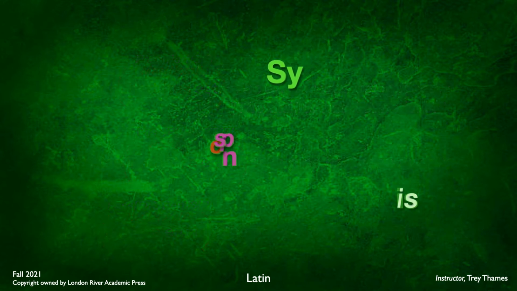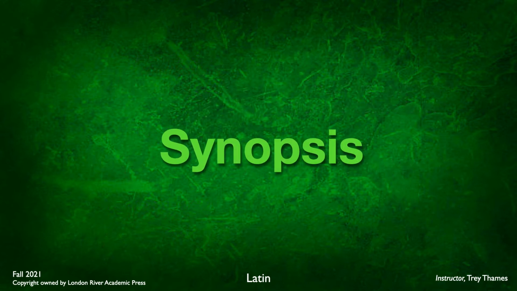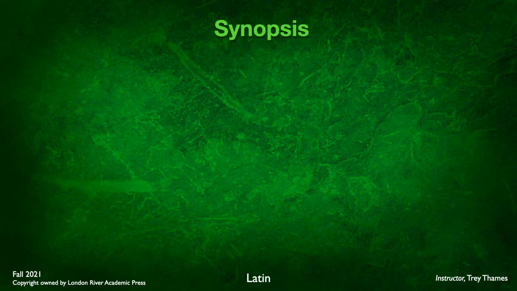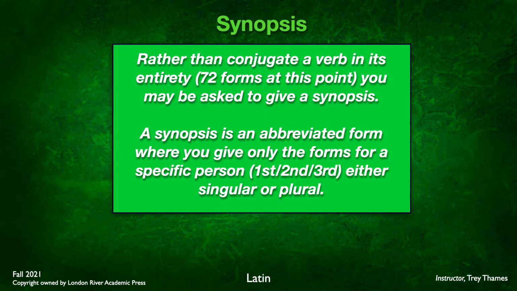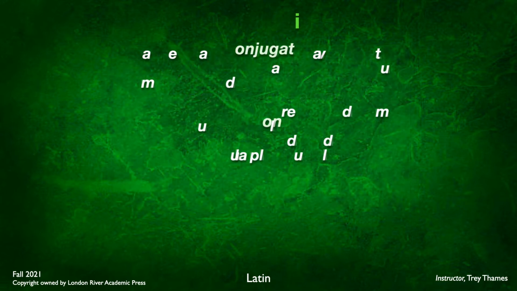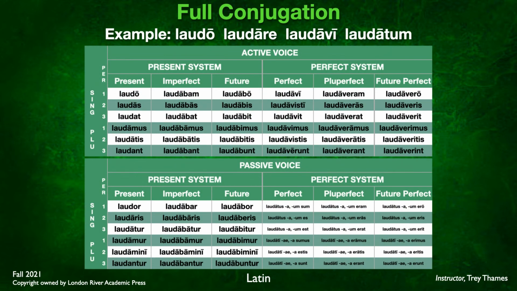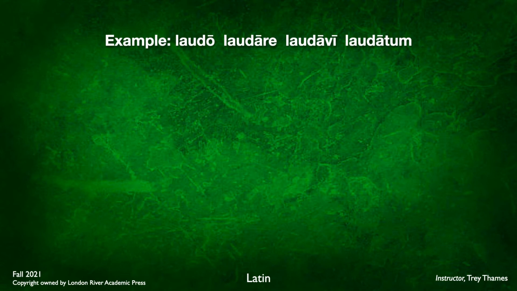So let's look at a synopsis of what these verb forms look like and remind you that at this point we have learned about 72 forms of verbs. And so there might be times I ask you, rather than conjugate all 72 forms, to give me a synopsis, which is an abbreviated form. So here is an example of all of the forms at this point of laudo, laudare, laudavi, laudatum. That's quite a few forms there. And this would be the synopsis.